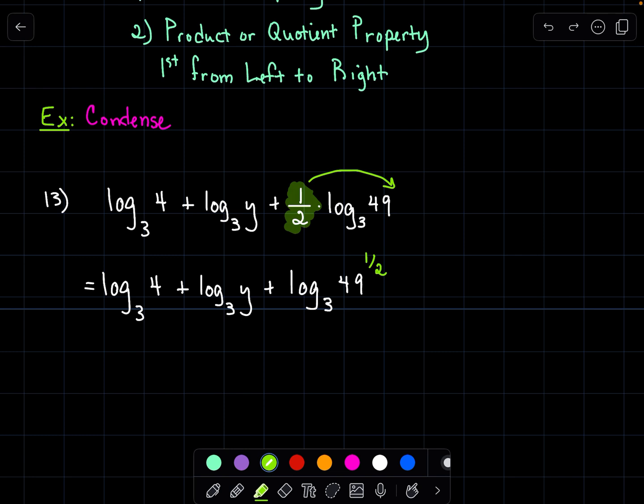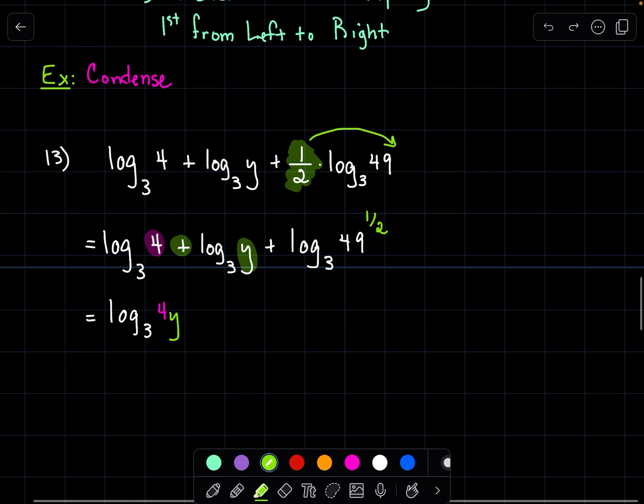Go from left to right. Let's start with the first addition sign. That says we can take 4 and the y and multiply them together because of the product property. So this would simplify to log base 3 of 4 times y. And then afterwards, I'm going to go ahead and simplify that 49 to the 1/2 power. Well, this turns into log base 3 of 7.